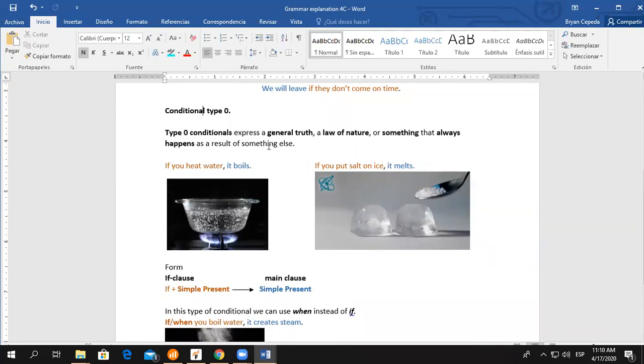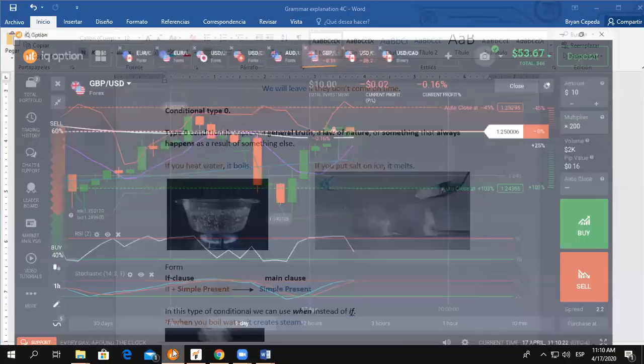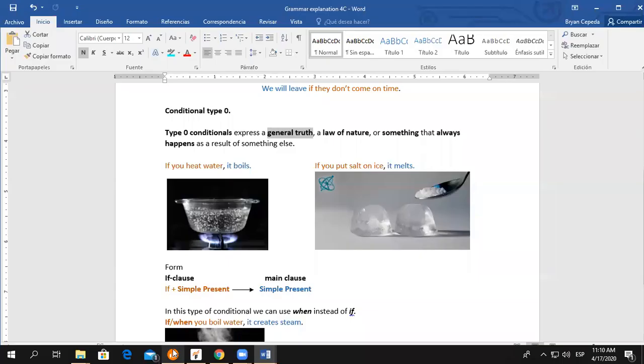Type 0 conditionals express a general truth. What is a general truth? For example, the sun sets in the west. The sun rises in the east. That is a general truth. It happens all the time, every day. That doesn't change. That is a general truth.